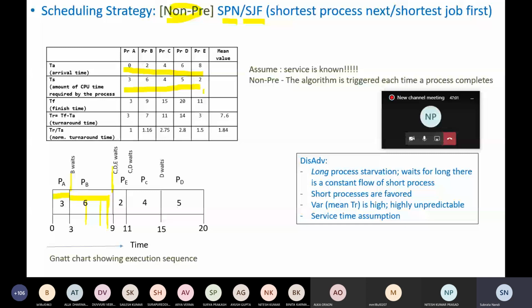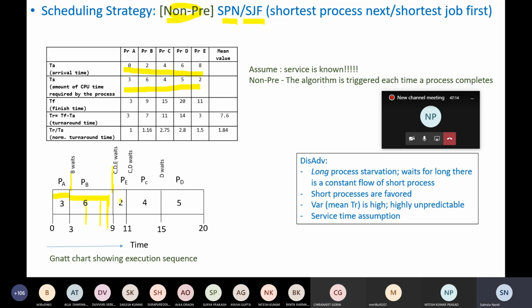And what is the objective of that? If I favor the short process, what will be the impact on performance? Which parameter will be impacted? Which system level metric? What will you maximize then? The throughput will increase.